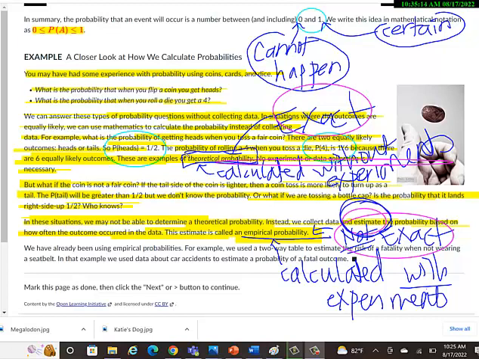We'll never have exact empirical probabilities because our population is too big and our sample size is too small. If our sample size is the entire population, then the probability will be exact. But if we're only taking smaller samples, smaller than the population, it will never be an exact probability. We've already been using empirical probabilities. For example, we used a two-way table to estimate the risk of a fatality when not wearing a seatbelt. In that example, we used data about car accidents to estimate a probability of a fatal outcome.